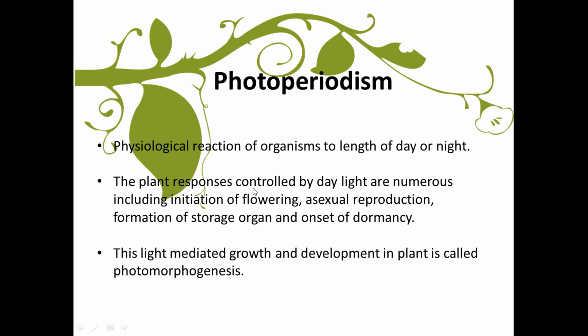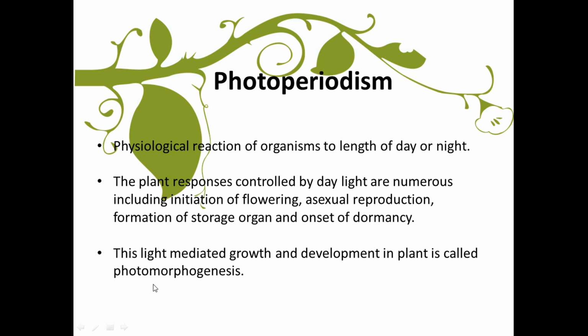The plant responses controlled by daylight are numerous, including the initiation of flowering, asexual reproduction, formation of storage organs, and onset of dormancy. This light mediated growth and development in plants is referred to as photomorphogenesis. Let's break it down.